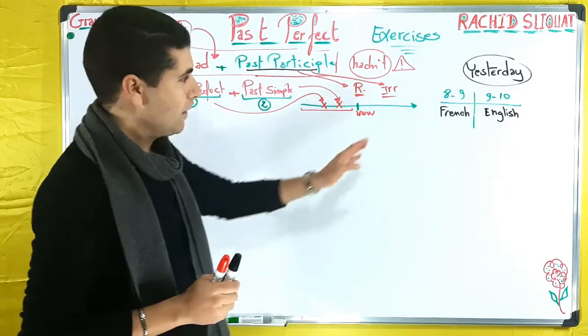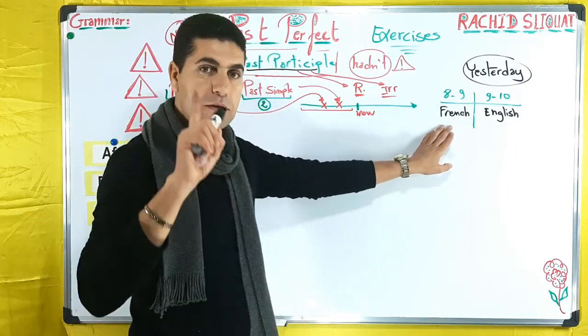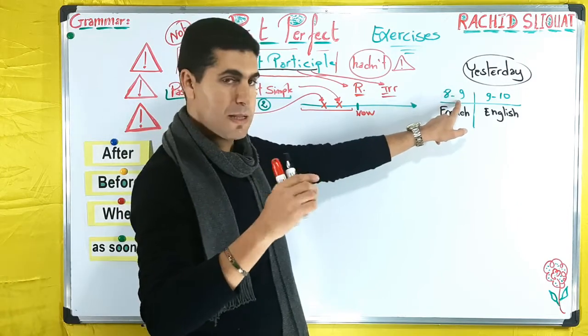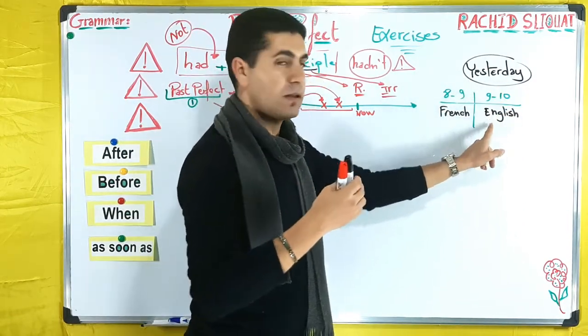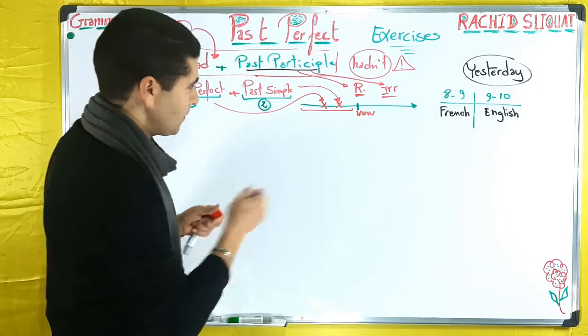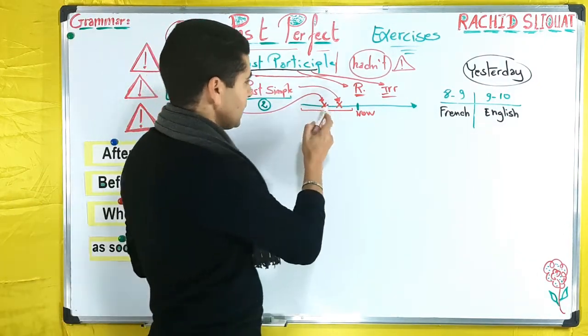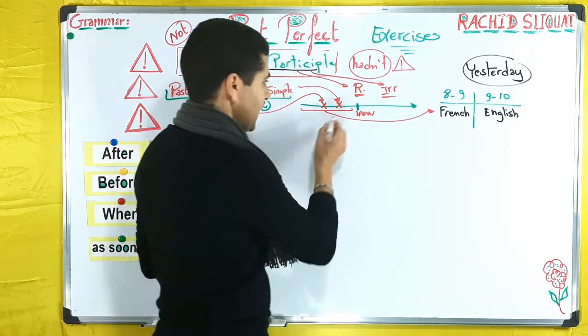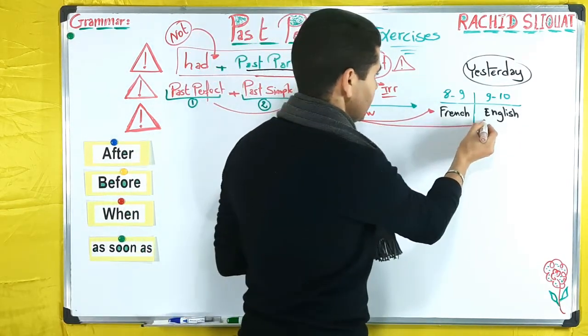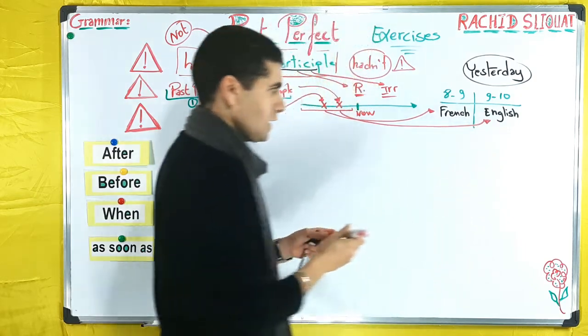Very simply, French is with the past perfect because it is number one, from 8 to 10, and number two is from 10 to 9. From 9 to 10, that is English. So very simply, this is action number one. It is what? It is studying French, okay? And action number two is studying English, okay?